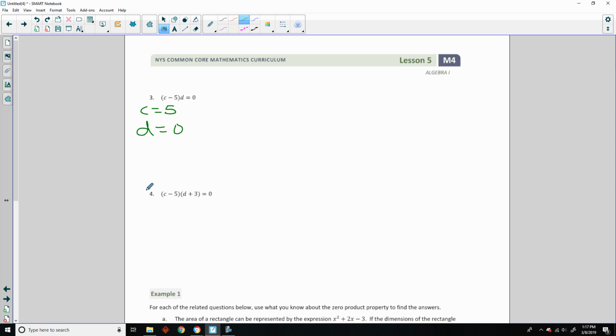Number 4. In order to make this 0, I need this to equal 0, and that would be C equals 5. And it doesn't matter what this is. 0 times anything is 0. And in order to make D plus 3 equal 0, D would have to equal -3. -3 plus 3 is 0. That is the additive inverse property that gives us the additive identity of 0. So if C equals 5 and D equals -3, that would also be true.